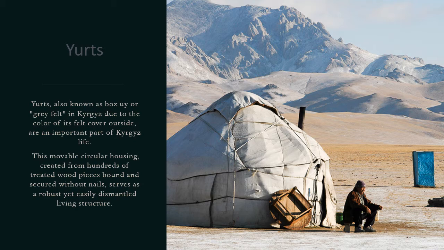These tribes live in yurts, also known as Bozu, which means gray felt, due to the color of the felt outside, and it's an important part of their culture. This circular housing is created from hundreds of treated wood pieces, bound and secured without nails, and it serves as a robust yet easily dismantled living structure.